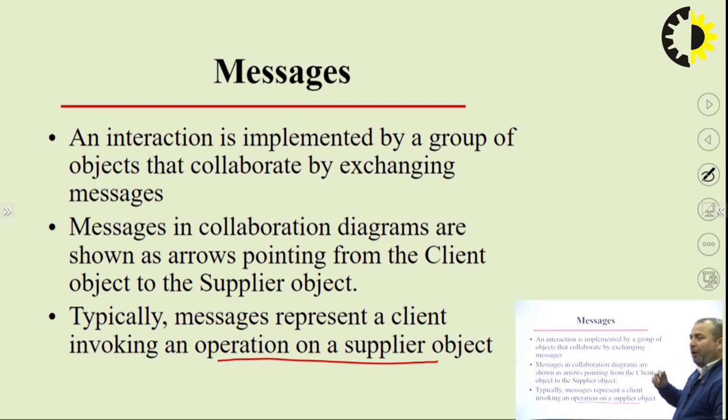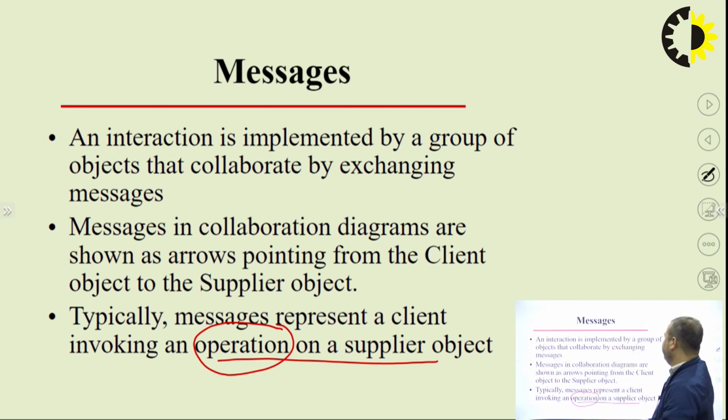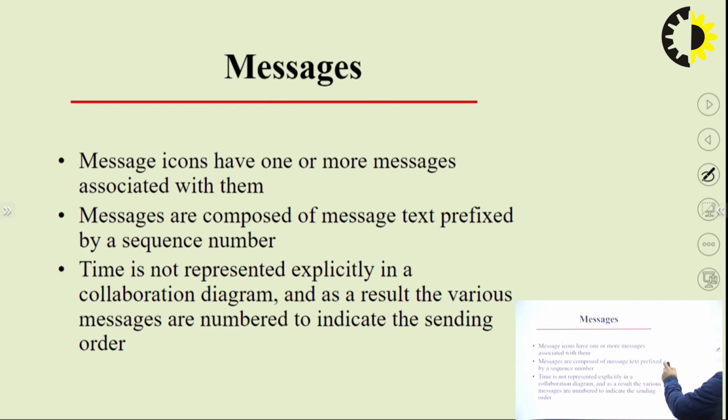So, functions are the operations which operate on the data, and a message is basically the parameter, or we can say the argument, which we pass to those operations or functions. So, we can compare this operation to a function in C. A message icon has one or more messages associated with it. Messages are composed of message text prefixed by a sequence number.